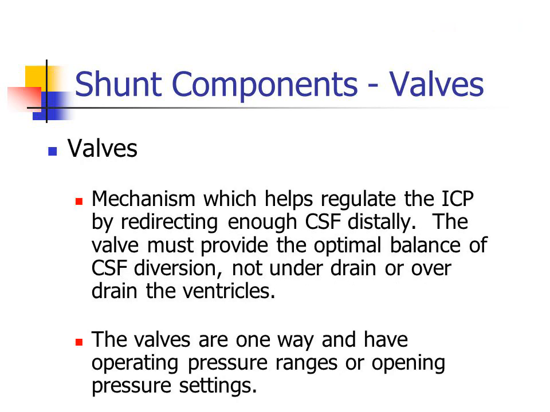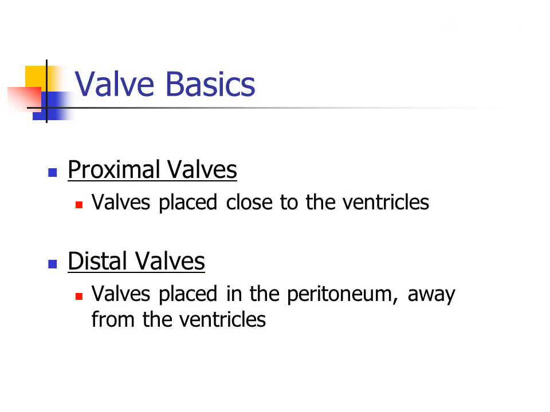Shunt components, valves. A valve is a mechanism which helps regulate the ICP by redirecting enough CSF distally. The valve must provide the optimal balance of CSF diversion, not underdrain or overdrain the ventricles. The valves are one-way and have operating pressure ranges or opening pressure settings. Valve basics. Proximal valves are placed close to the ventricles. Distal valves are placed in the peritoneum, away from the ventricles.